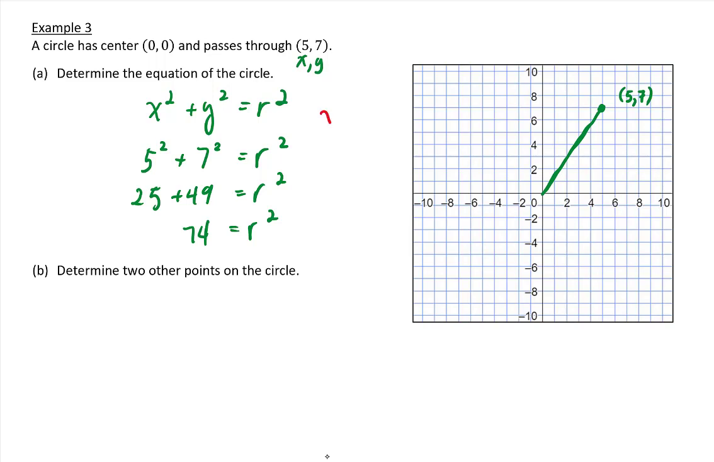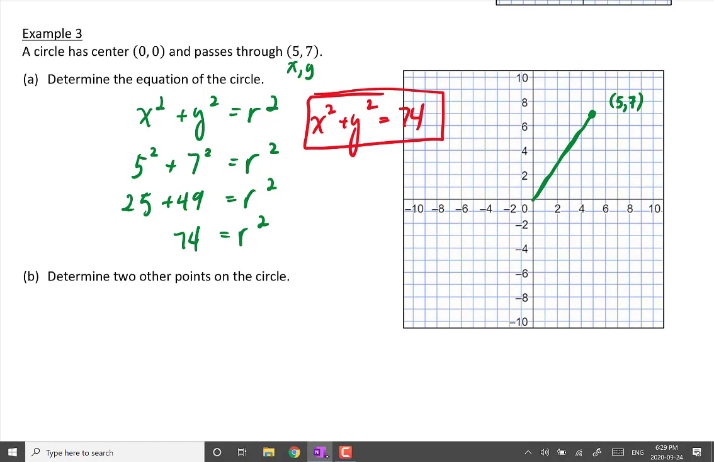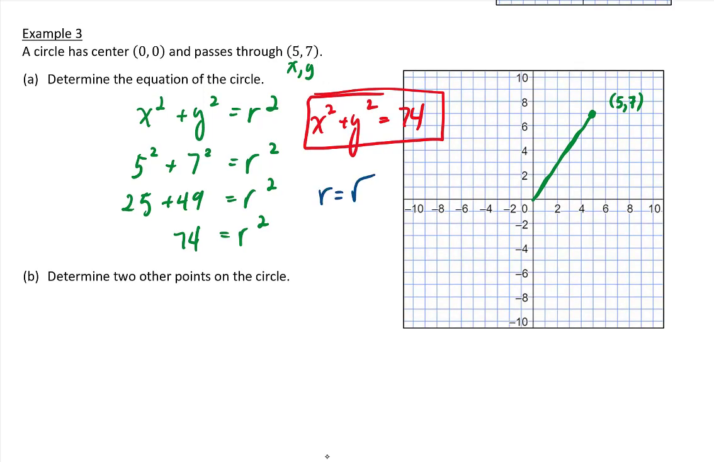And remember, for our equation, it's x squared plus y squared equals r squared. So this is the equation of the circle that passes through the point (5, 7). If you want to know the radius, the square root of 74 is approximately equal to 8.6. So somewhere around here is where it crosses the y-axis. Around 8.6, -8.6, and +8.6 here.